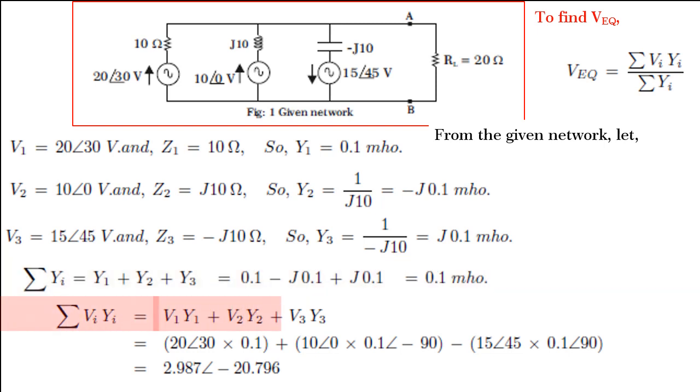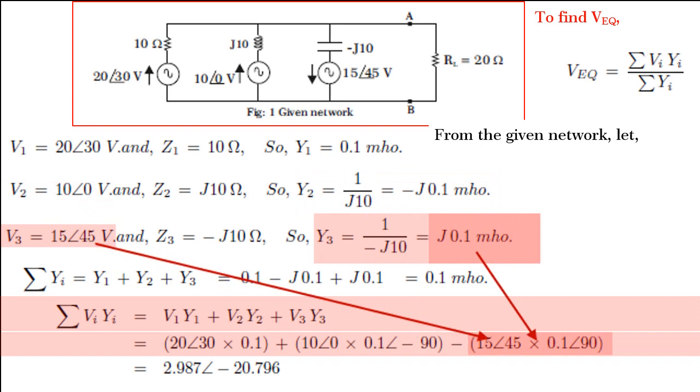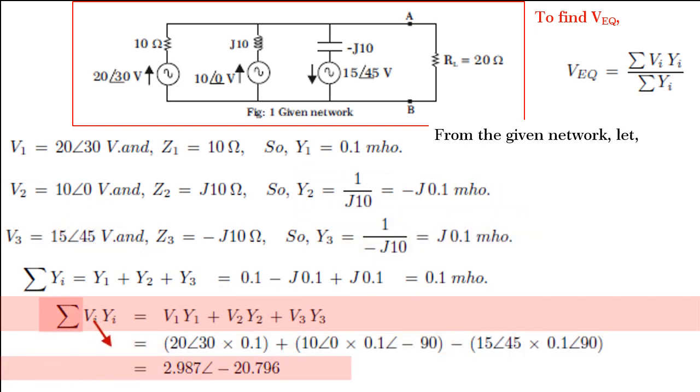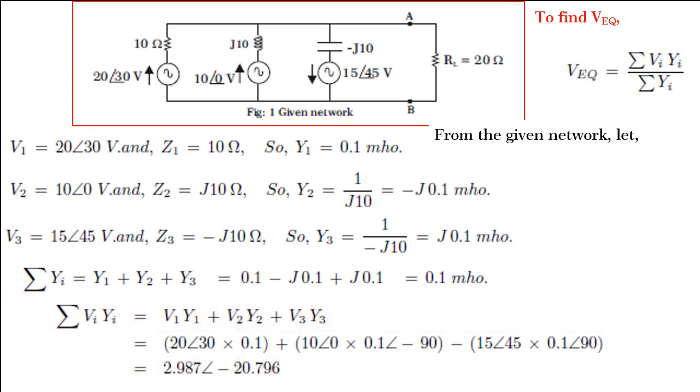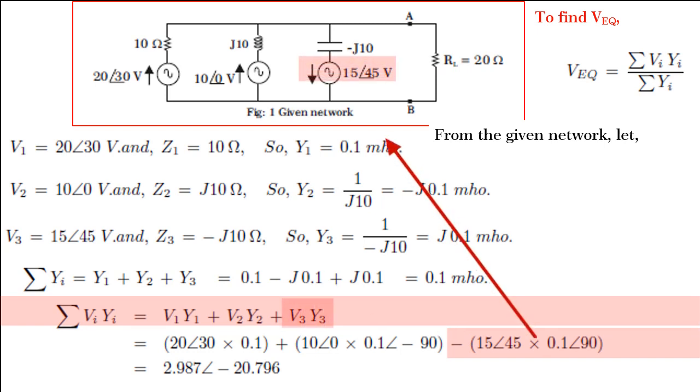But summation of Vi Yi is equal to V1 Y1 plus V2 Y2 plus V3 Y3. By substituting and solving, we get summation of Vi Yi is equal to 2.987 angle minus 20.796. Note 15 angle 45 into 0.1 angle 90 is negative because the polarity of source 15 angle 45 is downwards compared to the other two sources.